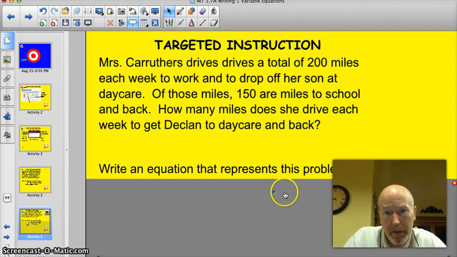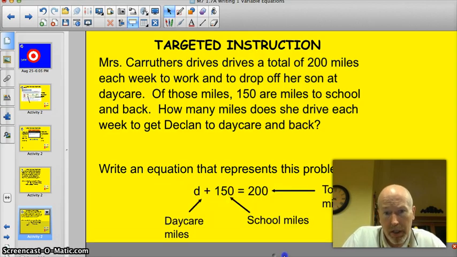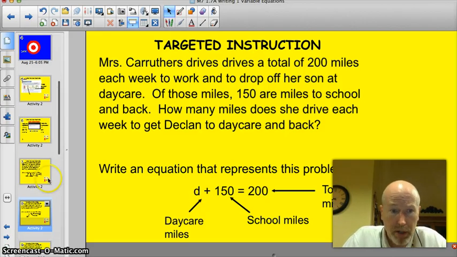Okay, I'm back. Well, doing it my way, it's labeled really carefully. I got D is the daycare miles, plus 150, those are the school miles, equals the 200 total miles. Now you could flip it around. You could say 150 plus D equals 200. That doesn't matter. Okay? All right, let's try another example.